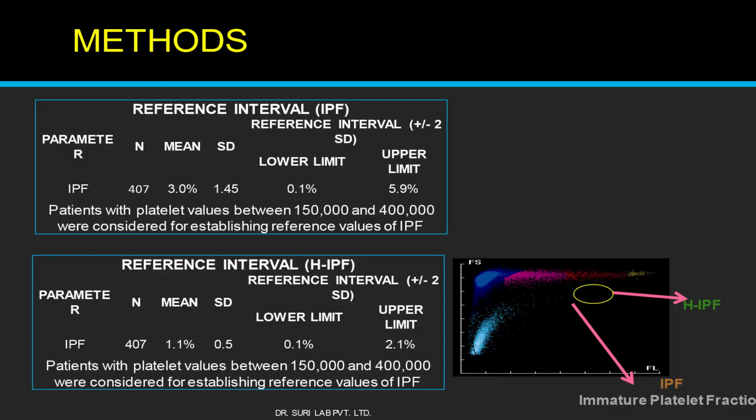First, before anything else, you have to establish the biological reference interval: what is normal high fluorescence IPF. Our normal range for IPF was up to 6%, and for high fluorescence IPF it was up to 2.1%. Because it is a sub-fraction of the total IPF, the high IPF range would obviously be significantly lower than the total IPF range.